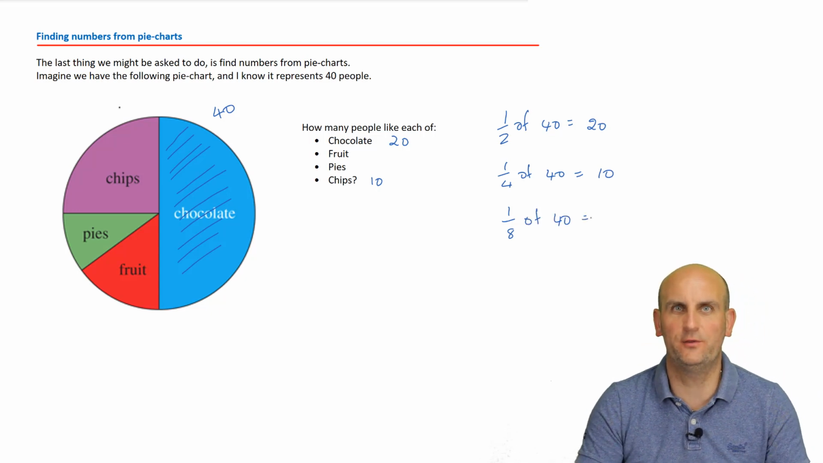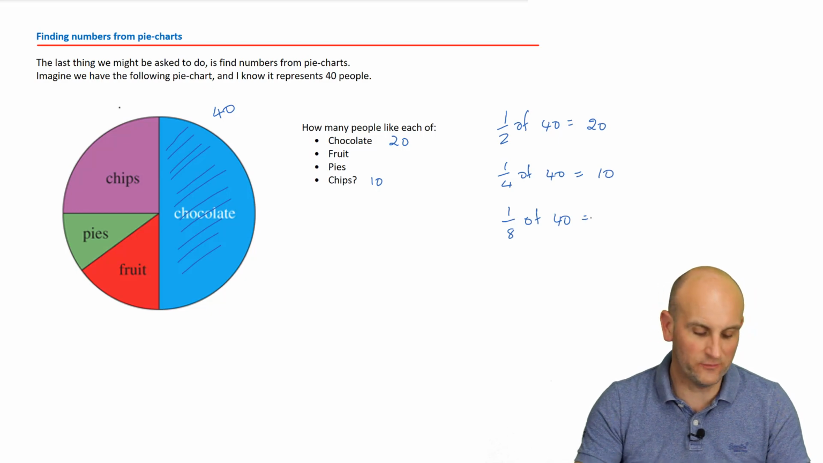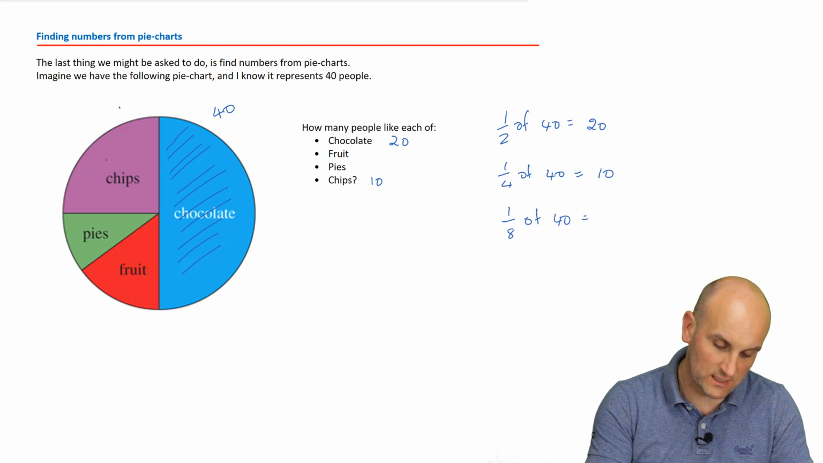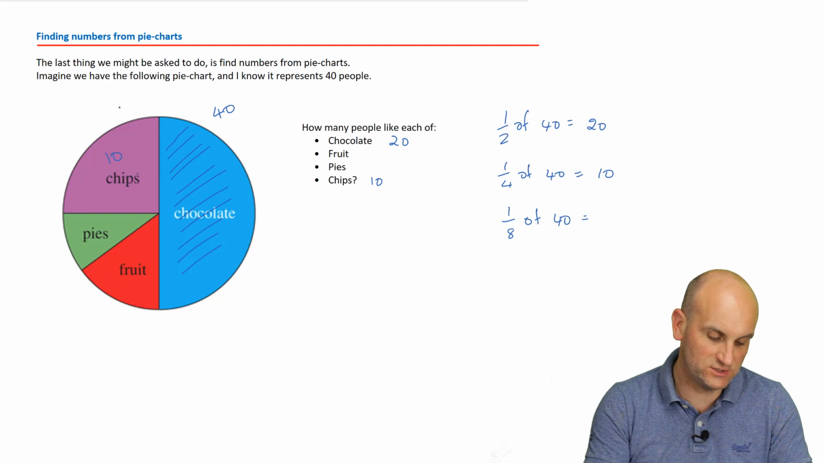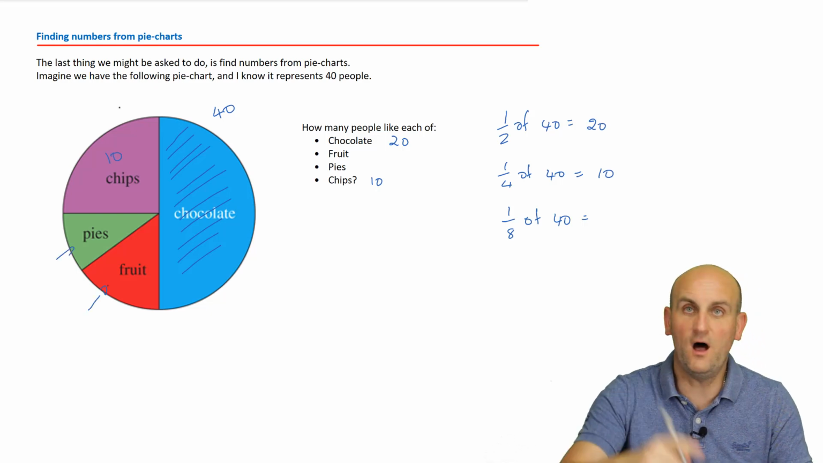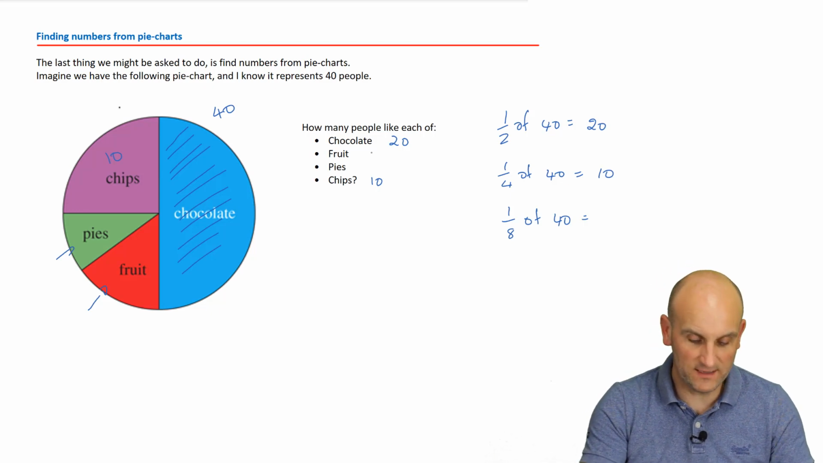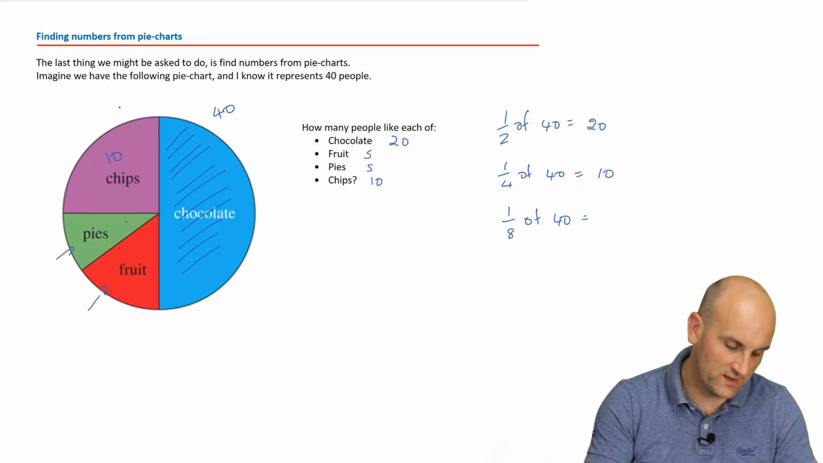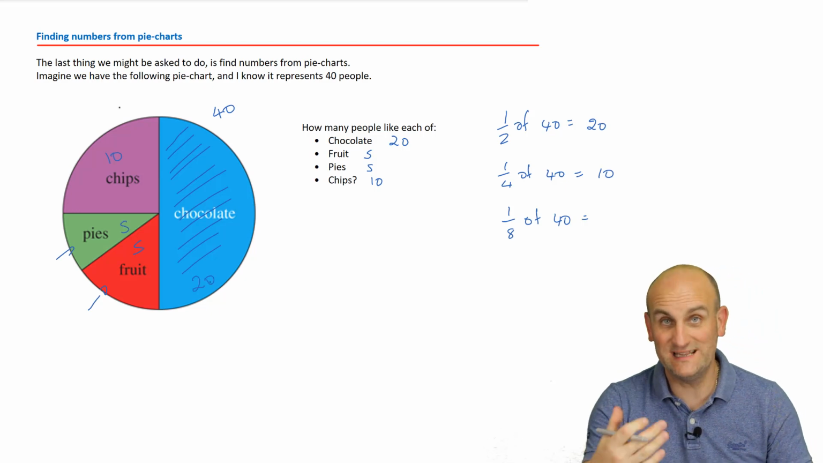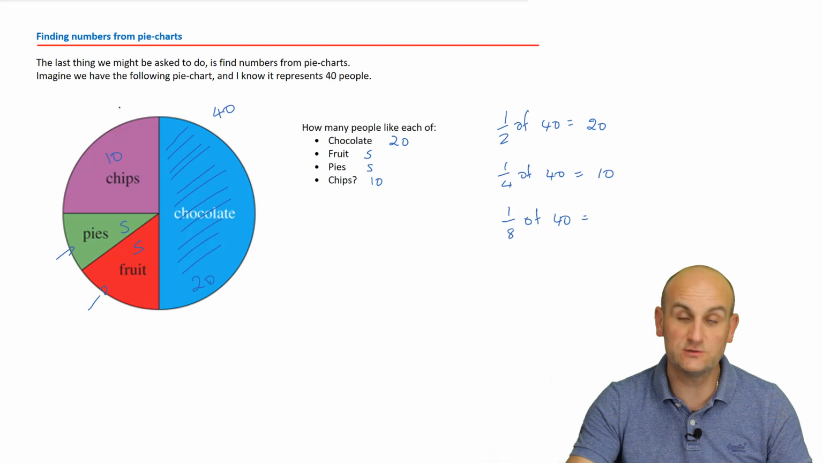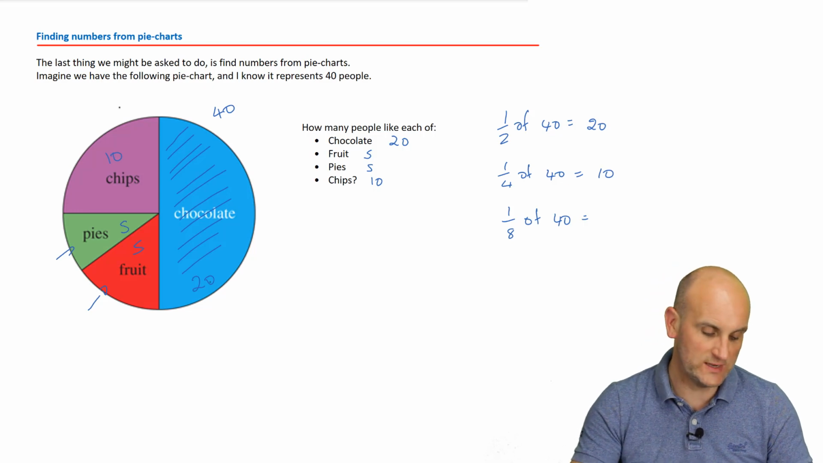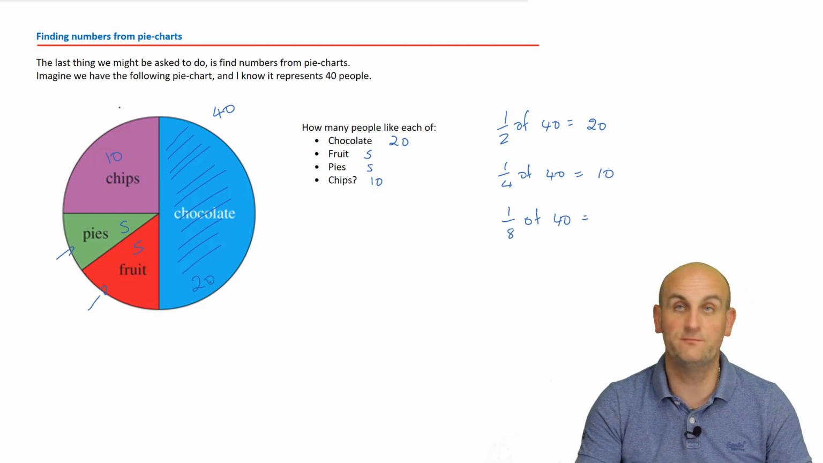Now, a lot of people go, well, how on earth do I work out an eighth? Well, I wouldn't. We already know that 10 people here like chips. And these sections here are half of those chips each. So what's half of 10? 5. So we've got 5 fruit and 5 pies. 5, 5, and we said that was 20. Now, obviously, as a check, we need to go back and go, do these all add up to the right numbers? And so 20 and 10 and 5 and 5 make 40.